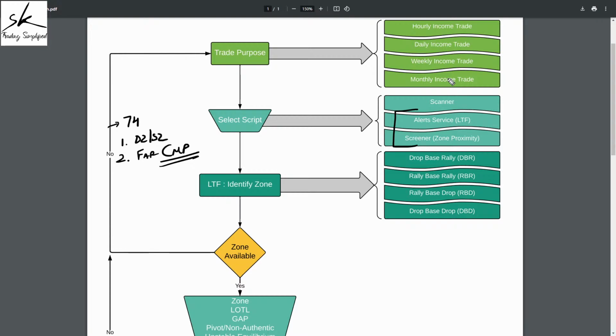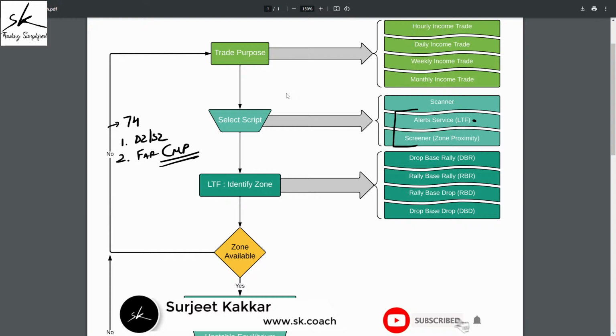But let's briefly touch upon them, so that you have a vague idea how they basically work. Talking about alerts, what they basically do is that as soon as you have a formation of a demand area or a supply area during the live market, it immediately notifies you.